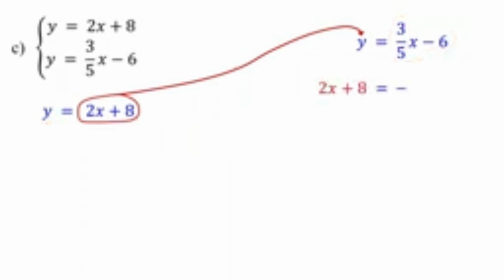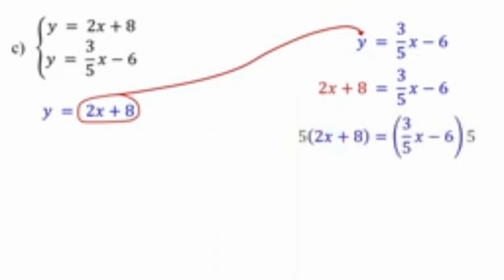Let's substitute 2x plus 8 for y in the second equation. Now, to solve this equation, start by clearing the fraction. To do that, multiply both sides of the equation by 5. Then, distribute the 5 on the left side of the equation. 5 multiplied by 2x equals 10x. And 5 times 8 is 40.